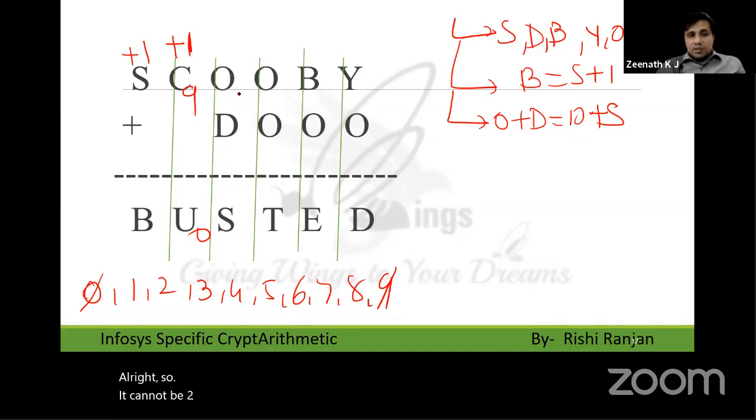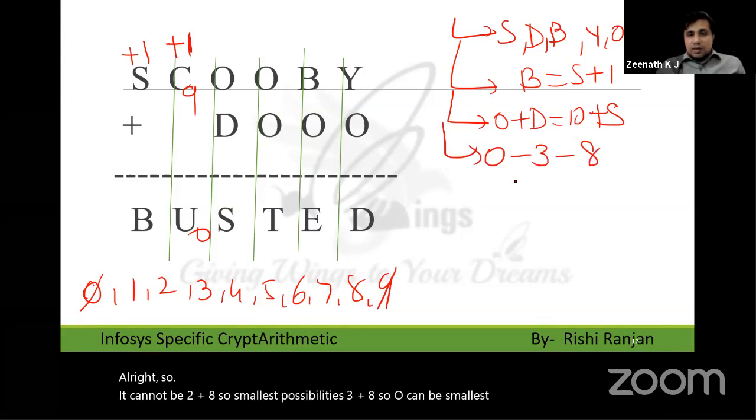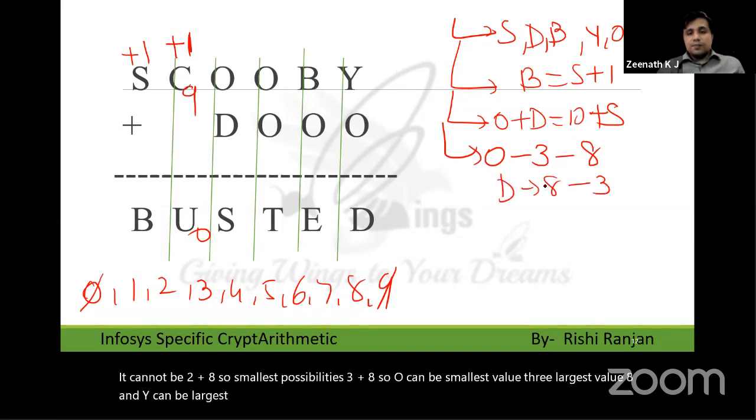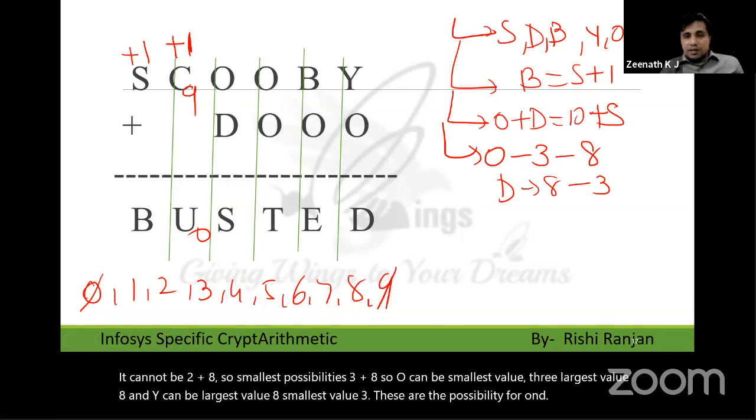So the smallest possibility is 3 plus 8. So O can be smallest value 3, largest value 8, and D can be largest value 8, smallest value 3. These are the possibilities for O and D. Smallest 3, largest 8.